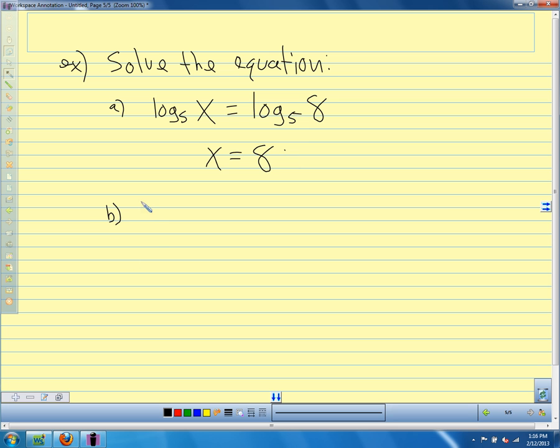Second example, log base 5 of 1 equals x. So for this one, we're going to think, what power do I have to raise 5 to get 1? 0. 5 to the 0 equals 1. So that means x equals 0. The power that I have to raise 5 to get 1 is 0. So x has to be 0.